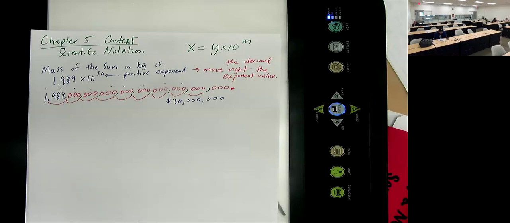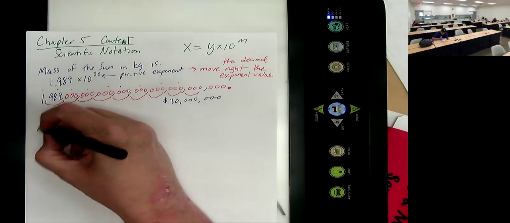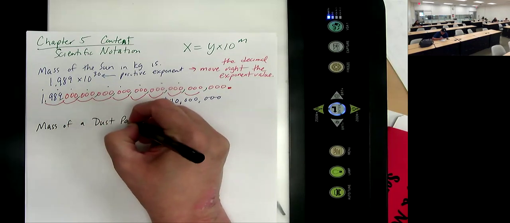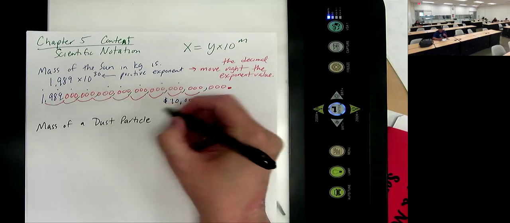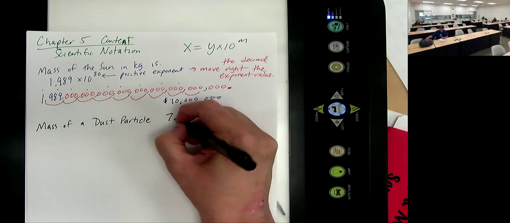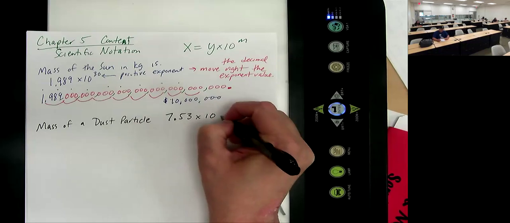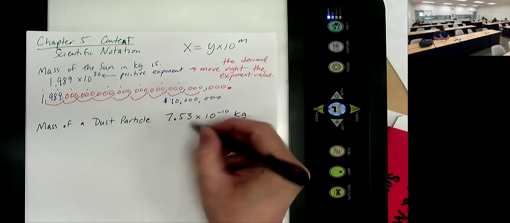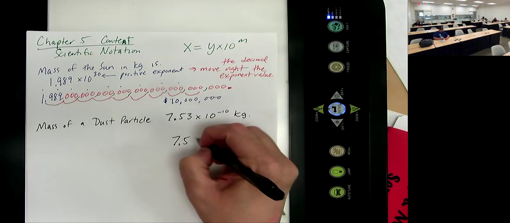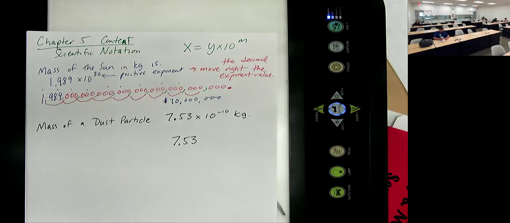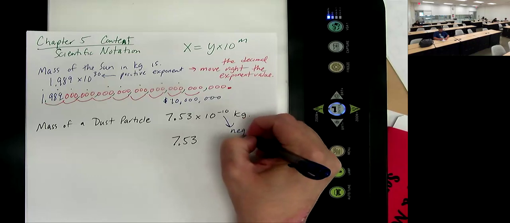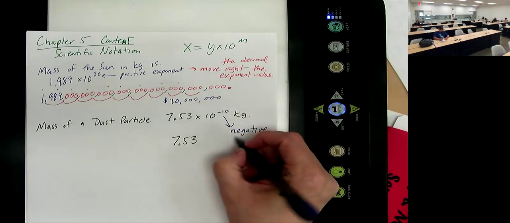So that kind of puts it in perspective how big that is. The mass of a dust particle. Buy a planet. Now you're going, it should be really small, right? 7.53 times 10 to the negative 10 kilograms. So if I have 7.53, the negative says move that left.